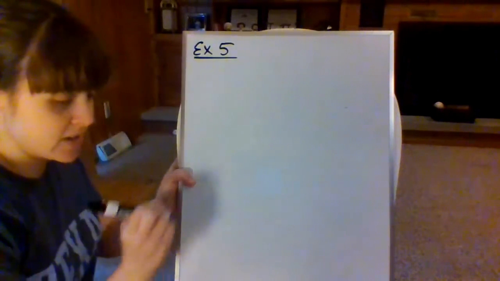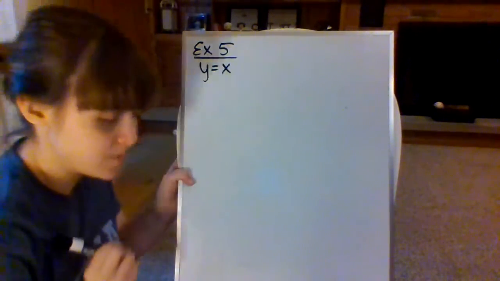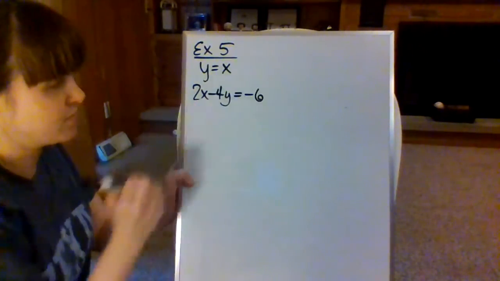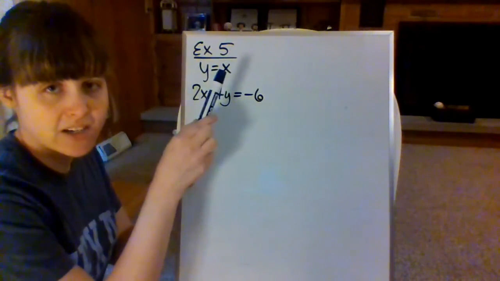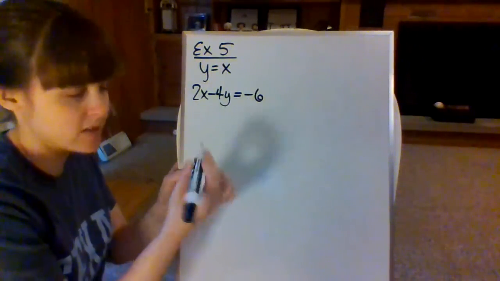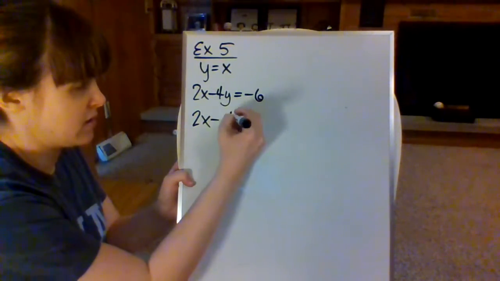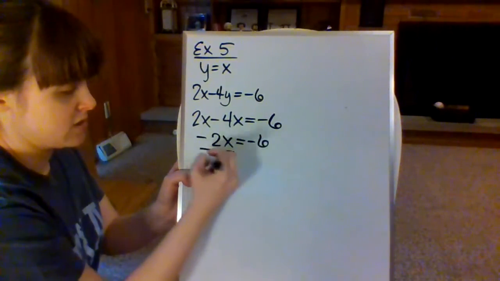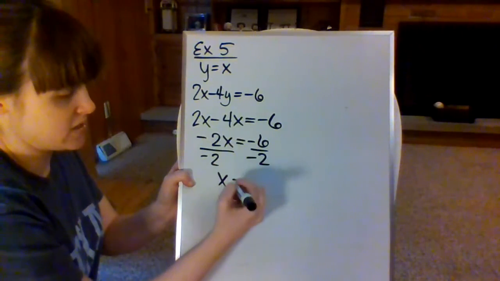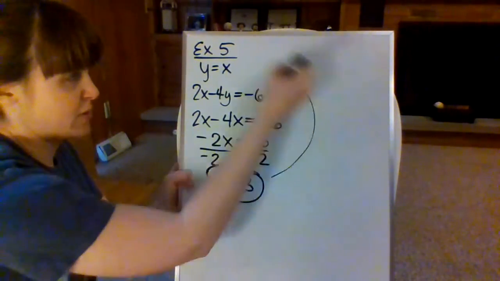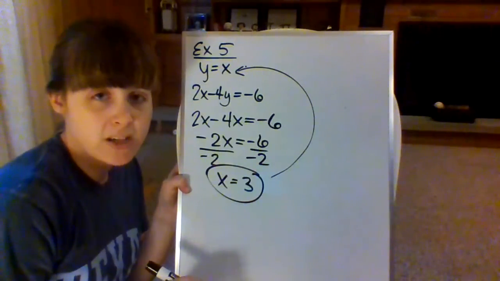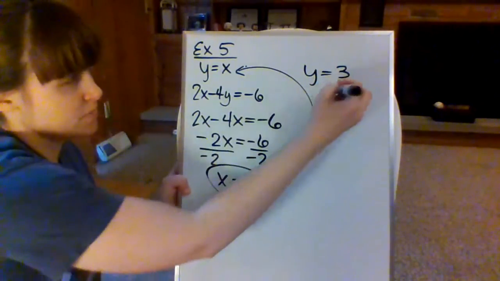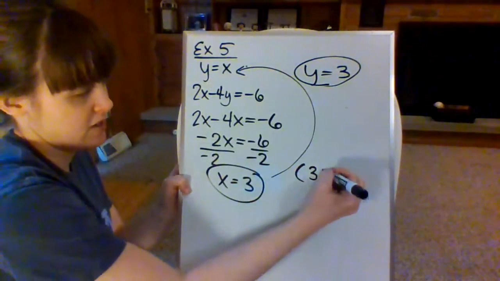Okay, so example 5, we've got y equals x and 2x minus 4y equals negative 6. Okay, here, y equals x. So we're going to replace y with x. Alright, so we're going to have negative 2x equals negative 6. So x equals 3. And now if you take that and plug it in right here, y equals x. So if I plug in 3 for x, we're going to have y equals 3. So the answer to that one is 3, 3.